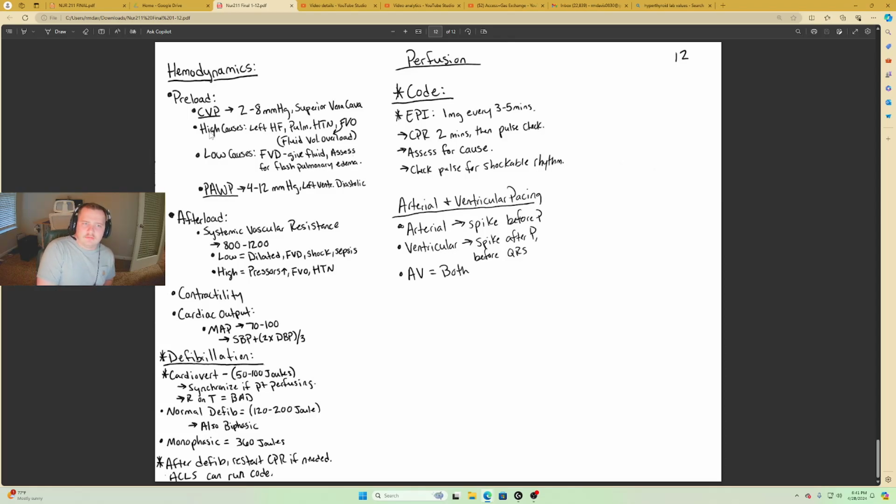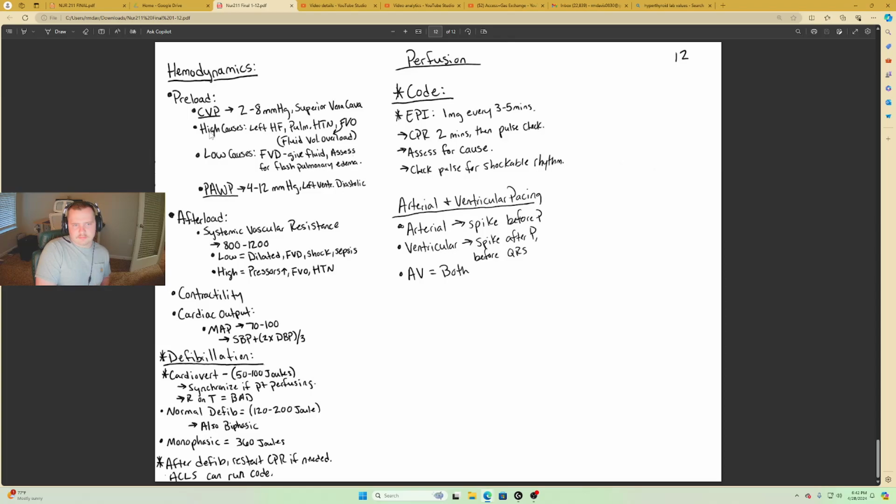And then PAOP is also preload. You want that to be between 4 and 12 millimeters of mercury, and that'll be measured in the left ventricle, diastolic. Afterload, systemic vascular resistance is a part of that. You want to be between 800 and 1200. Low would be dilated vessels, fluid volume deficit, shock, sepsis. And then high would be increase in pressors, fluid volume overload, hypertension.